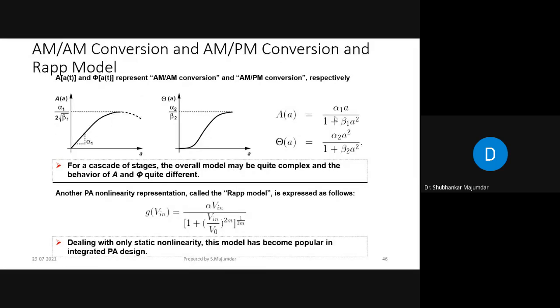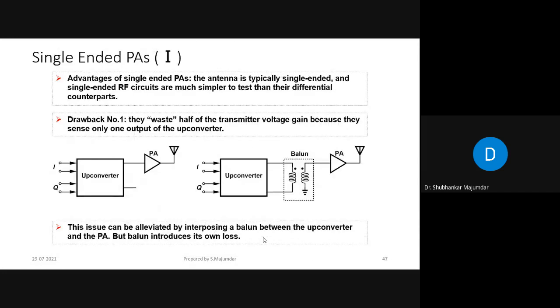Now, the Rapp model means AM/AM conversion or AM/PM conversion is there, meaning amplitude to amplitude or amplitude to phase conversion. The Rapp model has been utilized to generally see the non-linearity of a power amplifier, which basically depends on the input voltages and the output voltages. So this is the basic formula of the Rapp model, which is utilized for dealing with the static non-linearity that comes in the integrated power amplifier design.